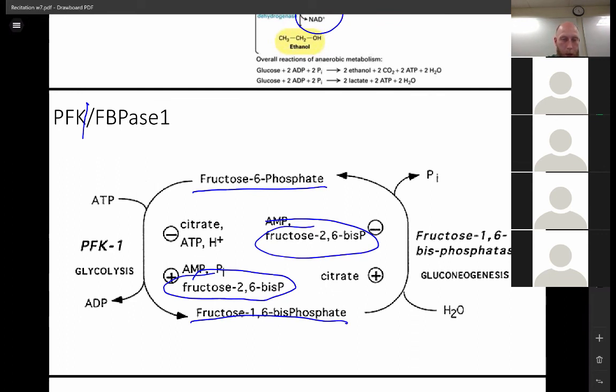And so this is just to help you understand and make it more clear that even though they have similar acronyms, they're doing different things. So one is producing a molecule that's not used in glycolysis other than as an allosteric inhibitor, whereas PFK1 is producing an intermediate step within glycolysis itself.